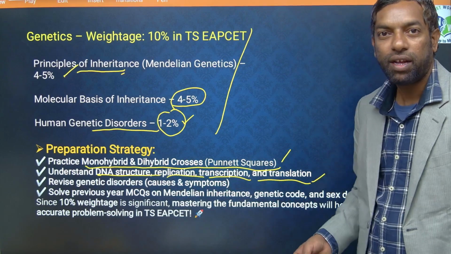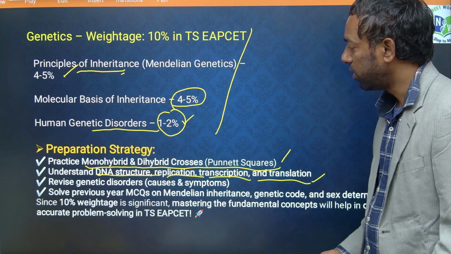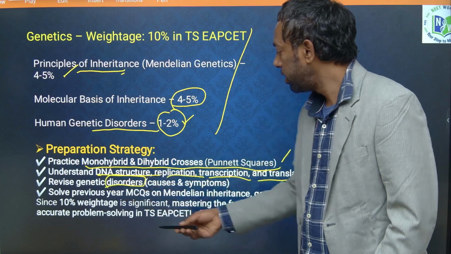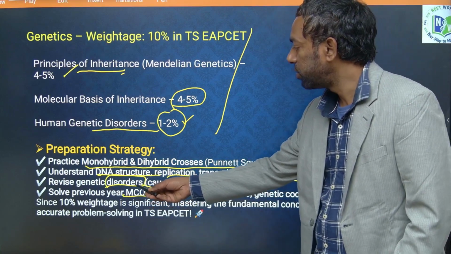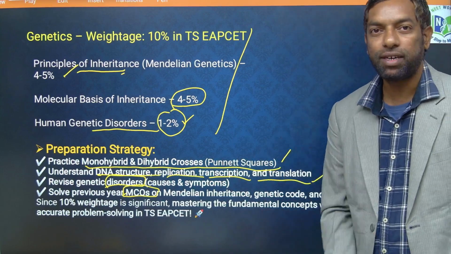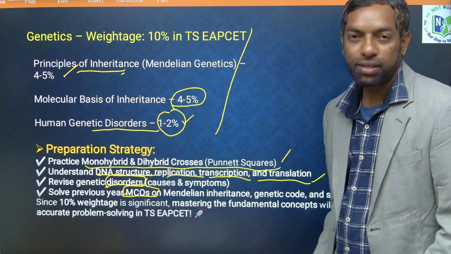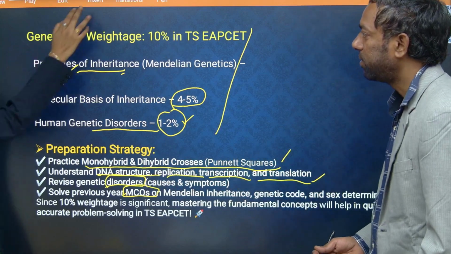rDNA technology, you have to come across this. Disorders are also a key area, and as well MCQs: previous year MCQs, you have to follow this. This is the strategy, a perfect strategy, guys. If you follow this strategy, it is enough. Be smart.